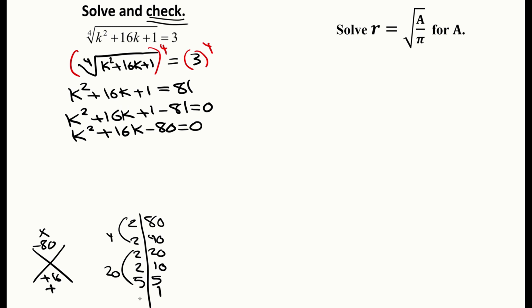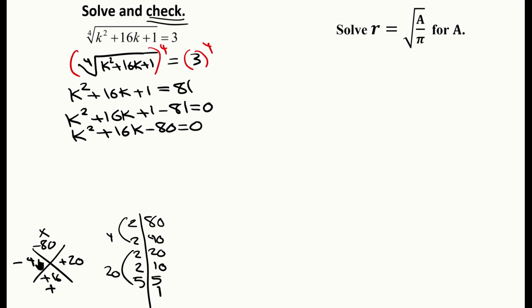And of course, we want a positive 16. First of all, we want two numbers whose product is negative, so we know they're going to be different signs. We're going to have a negative number and a positive number. Since we want their sum to be positive, we're going to want the larger of the two to be positive. So we're going to use negative 4 and positive 20.